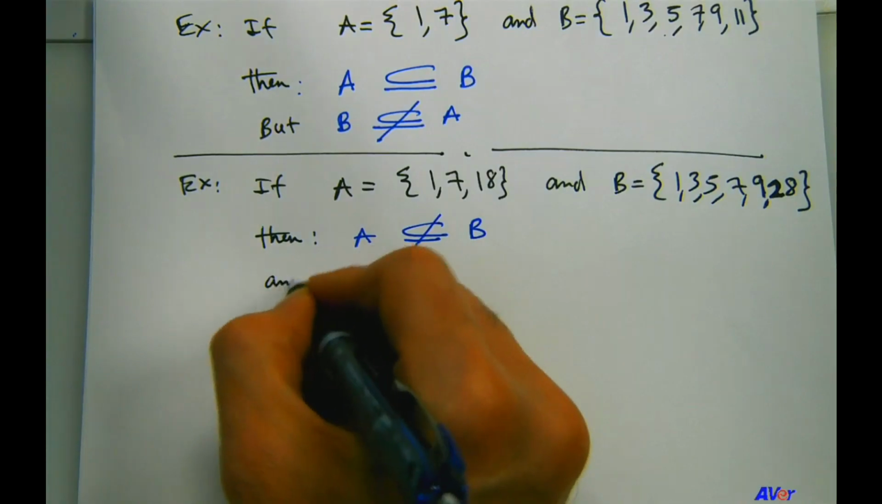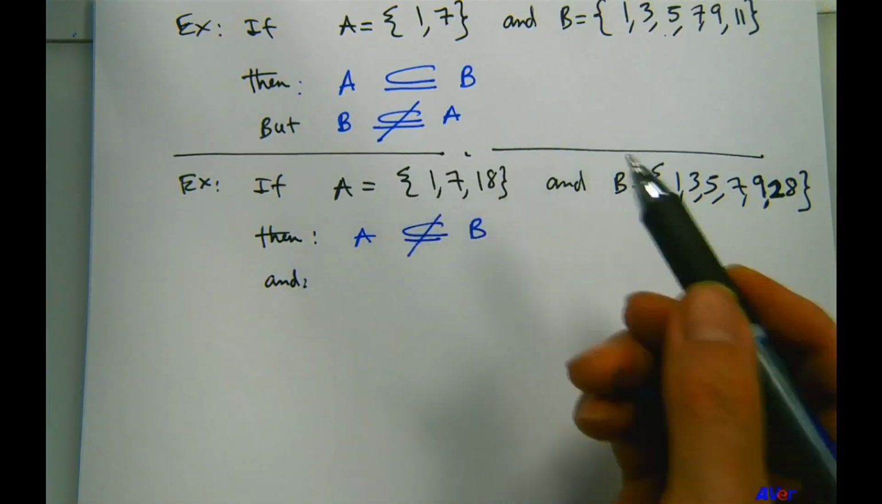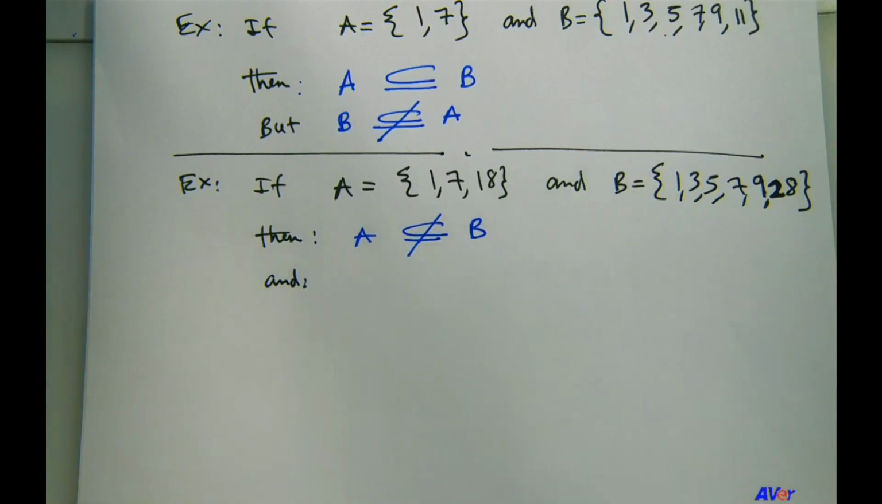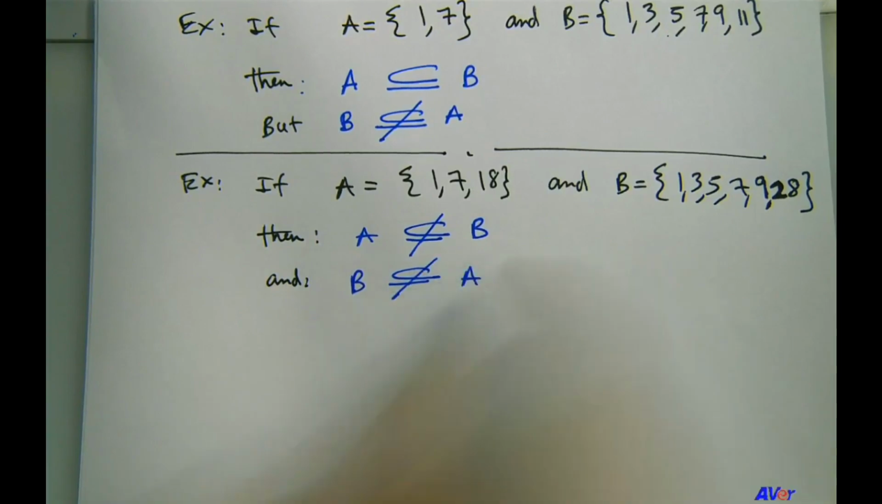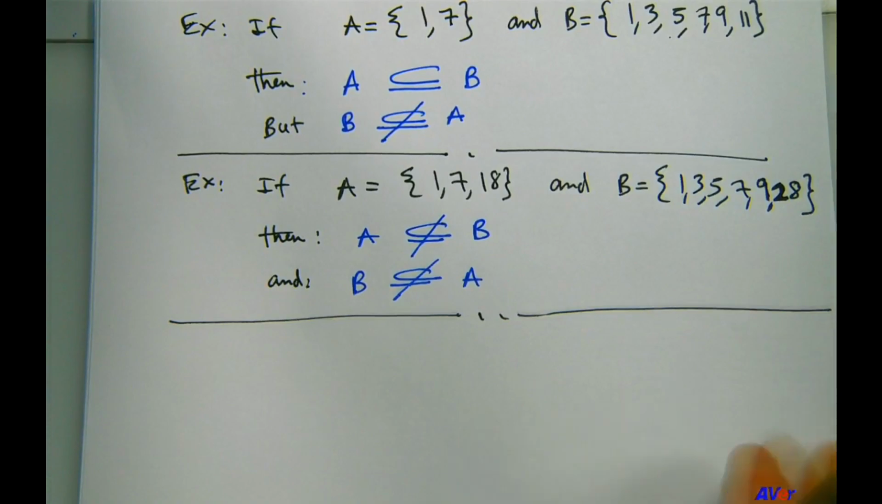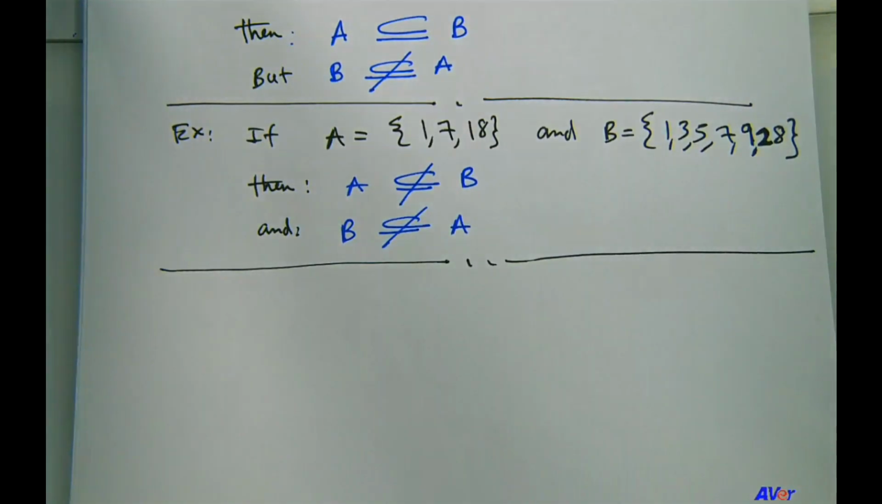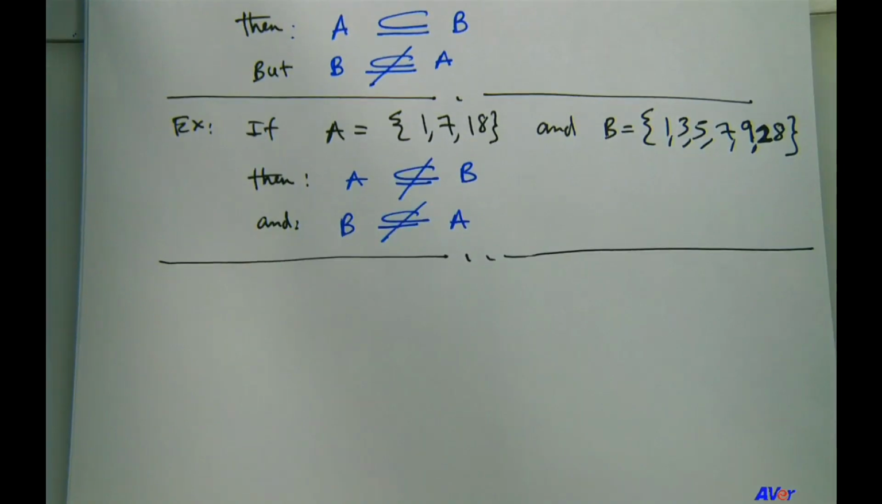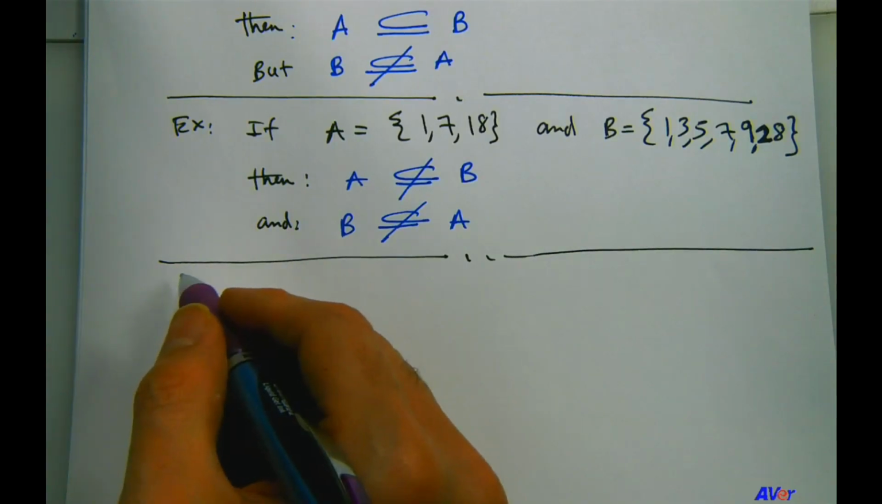And how about the other way around? Is B a subset of A? Definitely not, right? So B is not a subset of A either. Okay? All right. So that's the definition of a subset. The next definition we need to know is the definition of the empty set.